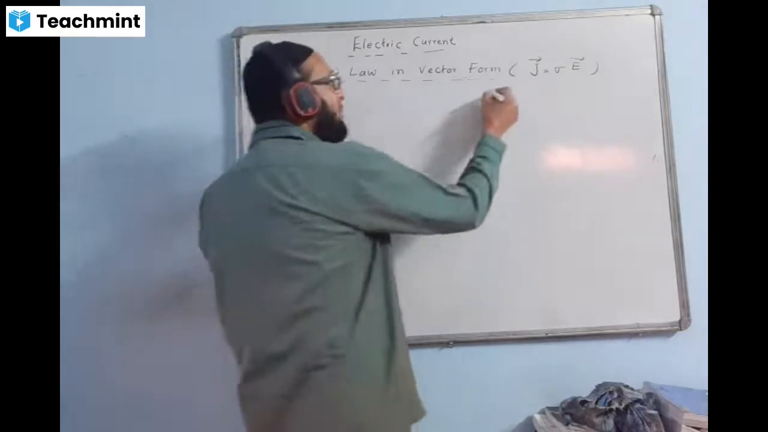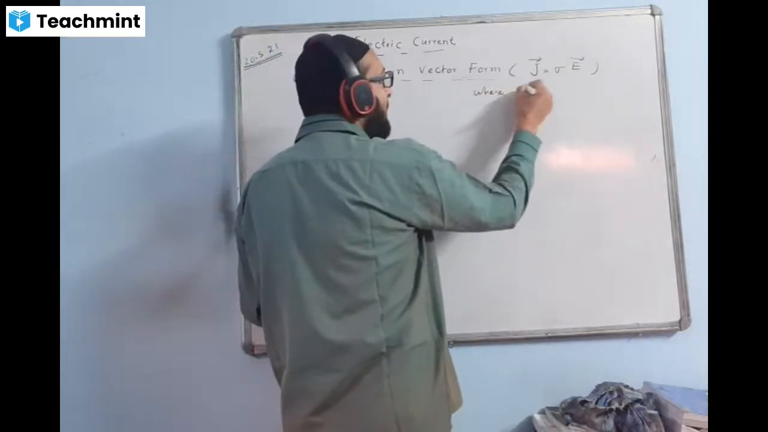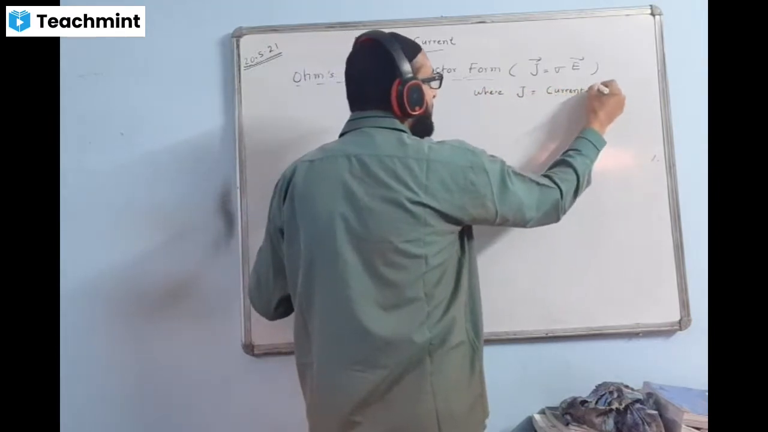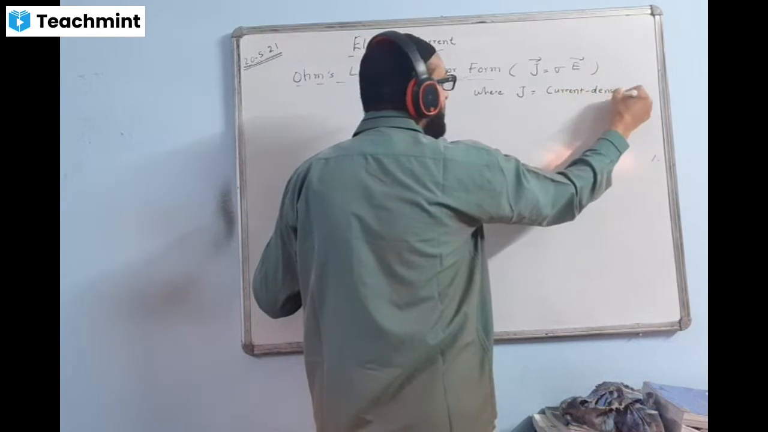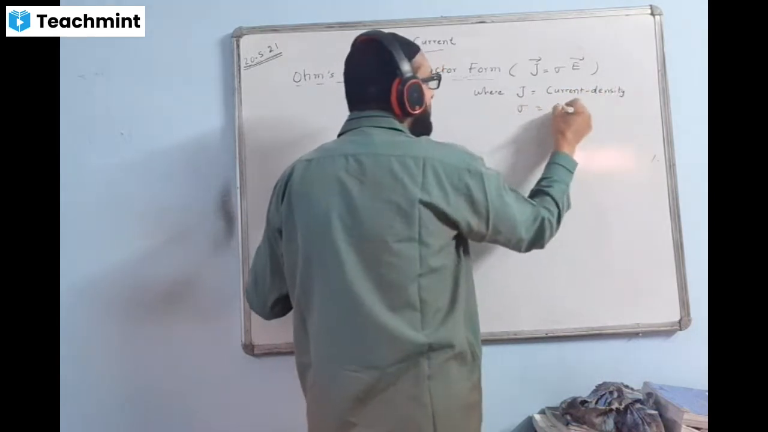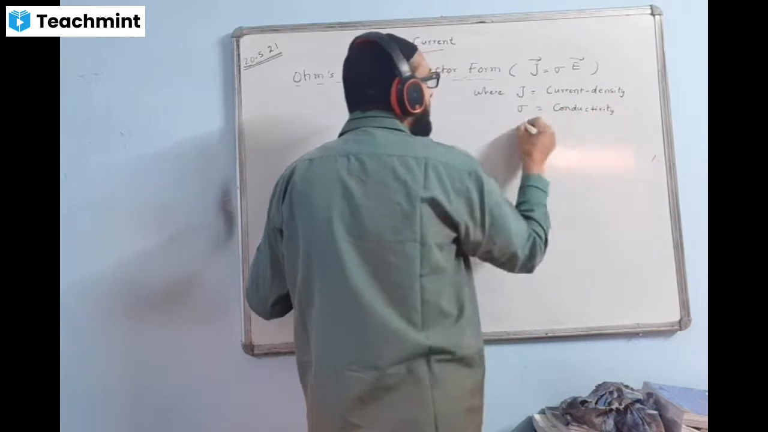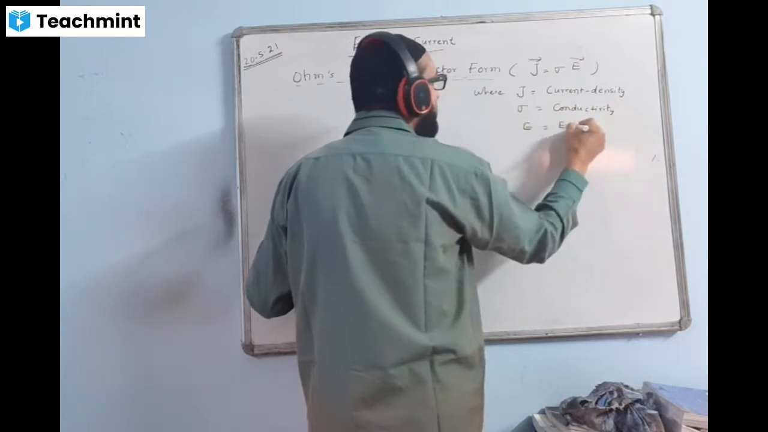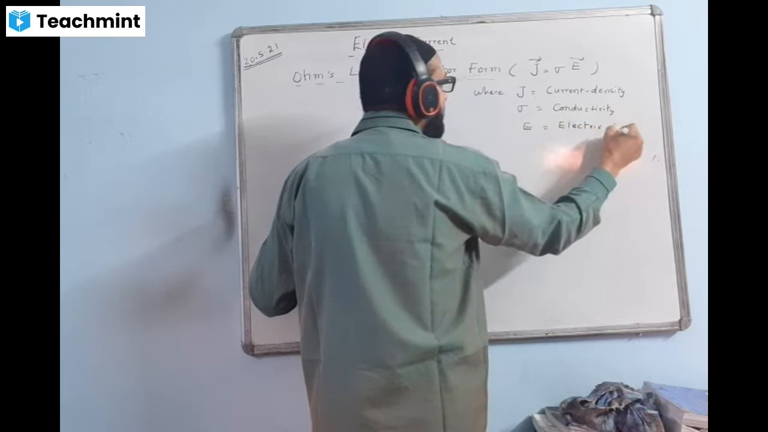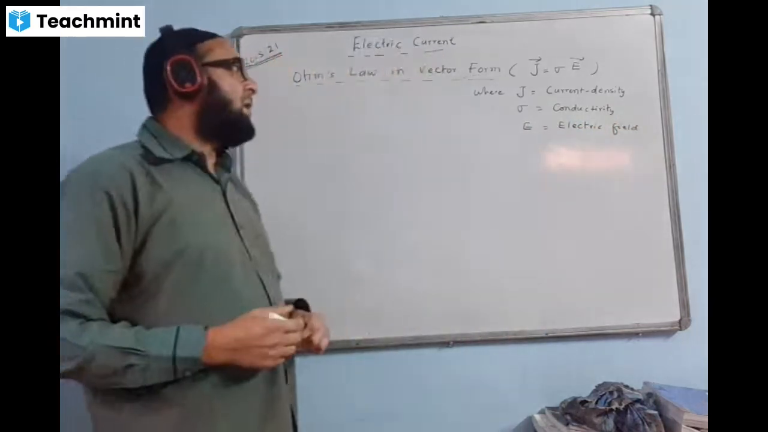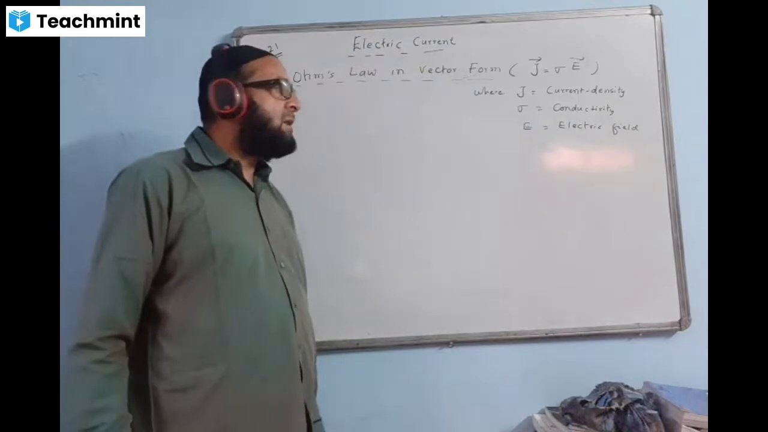You please write down the meaning also, where J is equal to current density, sigma is equal to conductivity, and E is equal to electric field. Okay. J is current density, sigma is conductivity, and E is electric field.